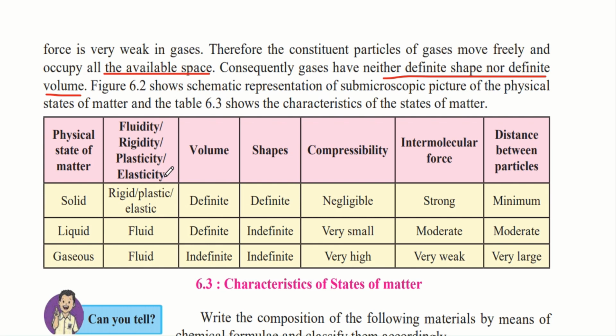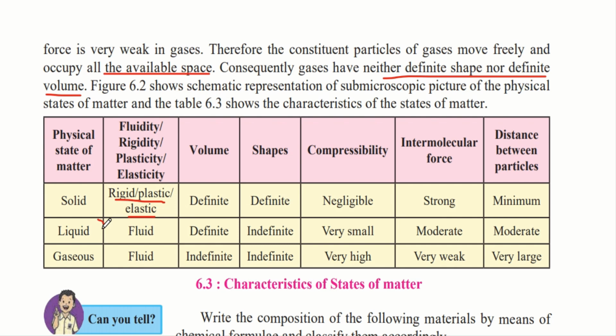So now let us classify them. Solids are rigid, plastic and elastic. Solid substances, as we saw earlier, can maintain their shape. Therefore, they are rigid. Certain solids can also change their shape by putting force. Therefore, they are plastic. And other types of solids can also show the property of elasticity, where they come back to their original shape.